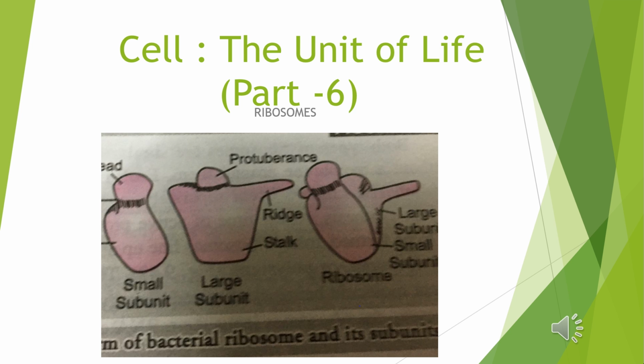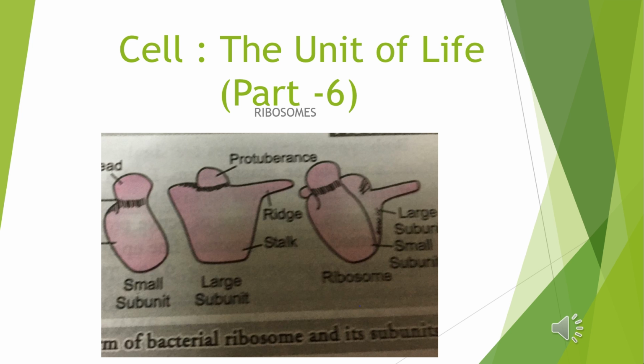But the difference is that in prokaryotic cells they are of 70S type, and in eukaryotic cells they are of 80S type. In eukaryotic cells they are freely present in the cytoplasmic matrix, and also attached to the endoplasmic reticulum. We have studied earlier that if the endoplasmic reticulum is rough, ribosomes are attached on its outer wall.